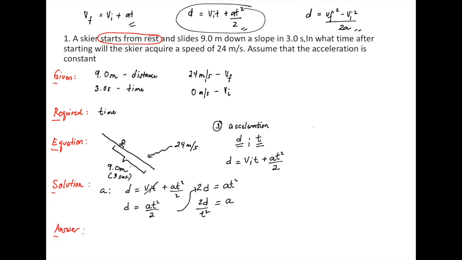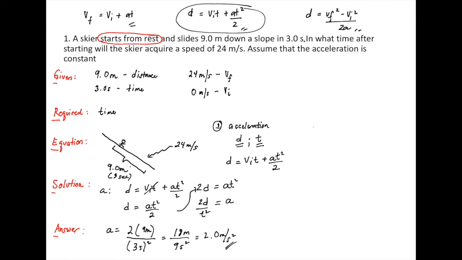Okay, let's go now for our solution. For acceleration, we have 2 times 9 meters divided by 3 seconds, and then square it. That will simply result as 18 meters divided by 9 seconds squared, and that is 2 meters per second squared. And so we have now our acceleration.